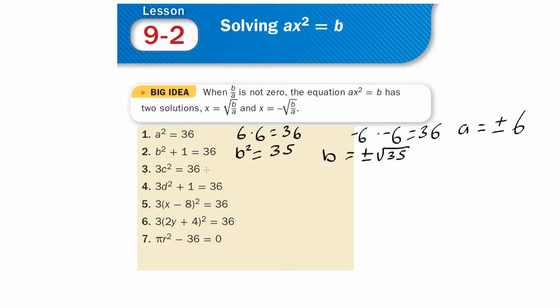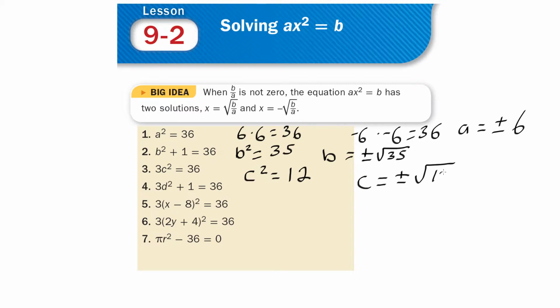3 times c squared equals 36. I have a coefficient that I need to get rid of. Again, algebra helps me do that. I am going to divide both sides of the equation by 3. So 3 goes into 3 one time, I get c squared. 3 goes into 36 12 times, because 3 times 12 is 36. And so I get then that my c is equal to plus or minus the square root of 12.